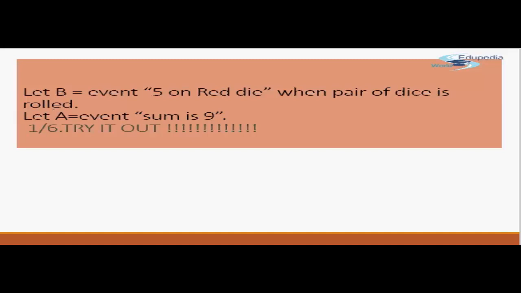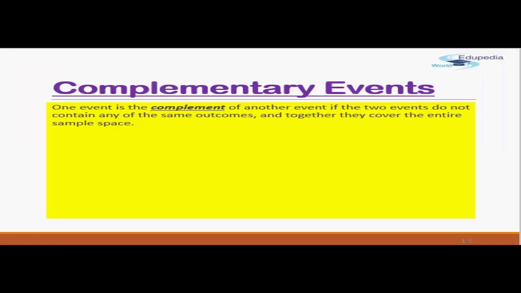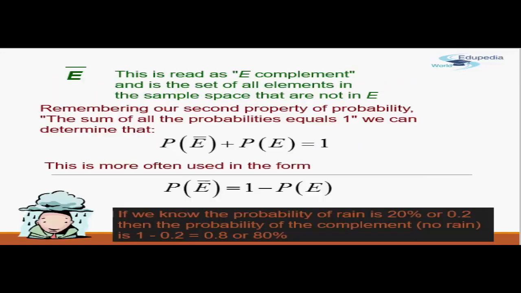Now let's move on to a third concept, and this is complementary events. One event is the complement of another event if the two events do not contain any of the same outcomes. Basically what this means is, like we talked about in the example of the marbles, the probability of getting a red marble was 3 by 10. The complement of that is going to be 7 by 10, the probability of not getting a red marble. So that is what complementary events are. Basically they complement the events that we talked about.